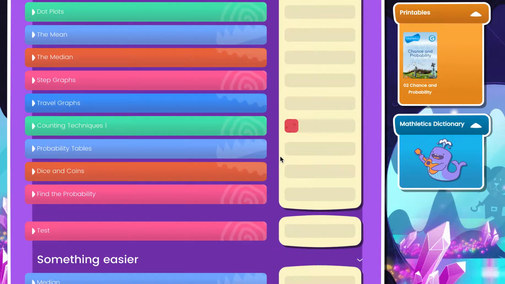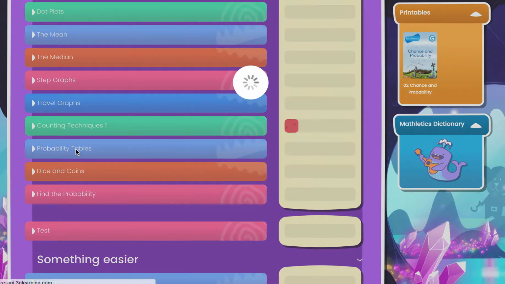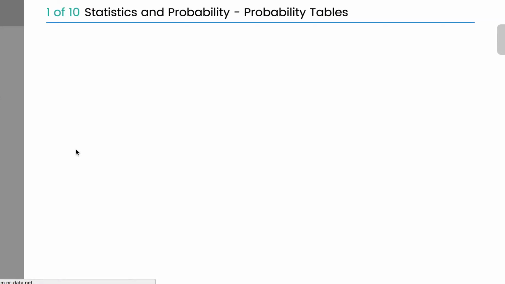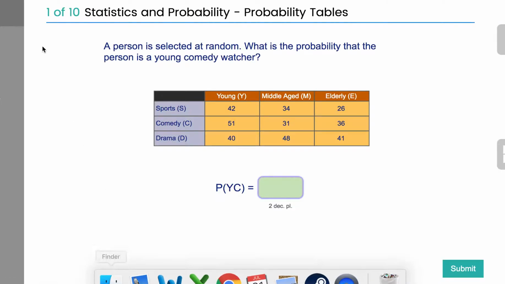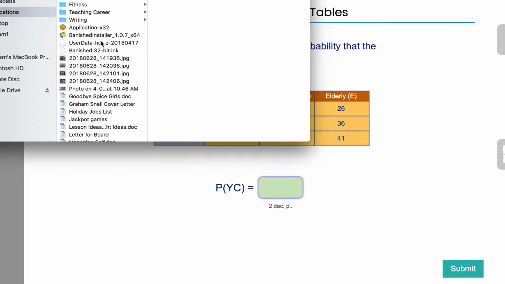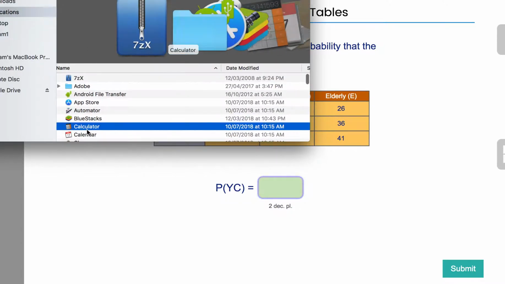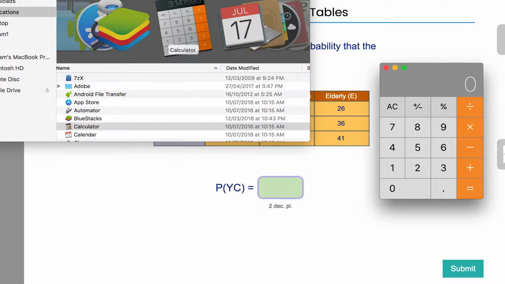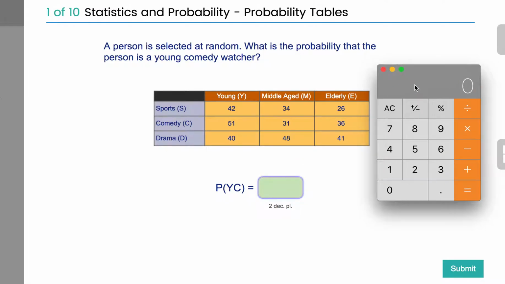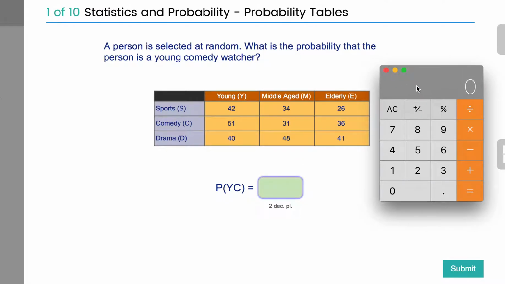Okay, probability tables. Probability tables are perhaps tricky to get your head around. You will need a calculator for some of the calculating, so I'll get my calculator open. You should have your calculator alongside you, and maybe a bit of scrap paper to note things down on. Probability is just a measure of how likely something is to happen. That's all probability is, remember.